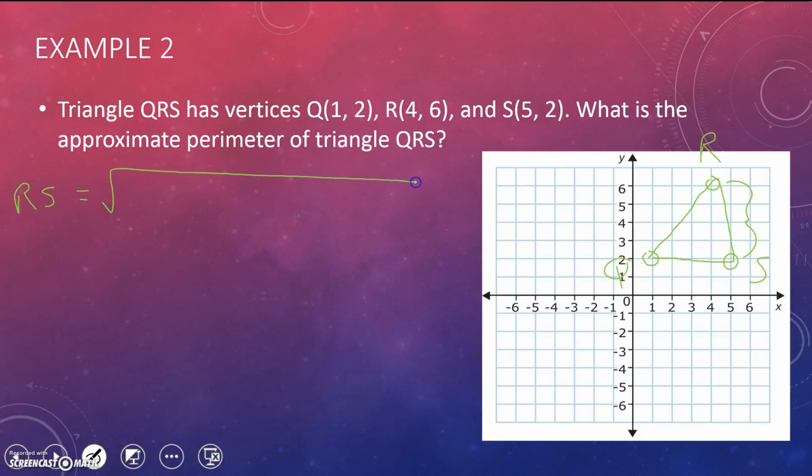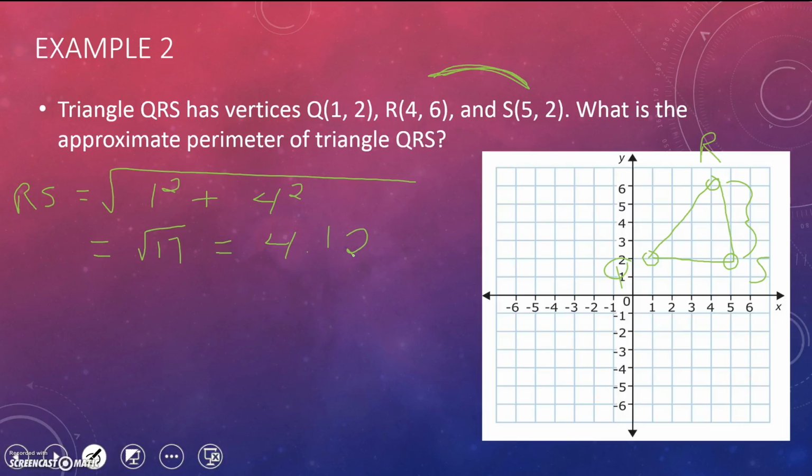I'm going to do the square root and, taking a look at the values of R and S here, I'm going to do 5 minus 4, or 1, squared, plus, I'm going to subtract the y values, so 2 minus 6, which is negative 4, but I'm just going to write that down as a positive 4 because it does not matter, so I get 4 squared. So 1 squared plus 4 squared is 1 plus 16, so I have a total of the square root of 17. And if I were to evaluate that, let's round it to 2 decimal places, I get about 4.12.